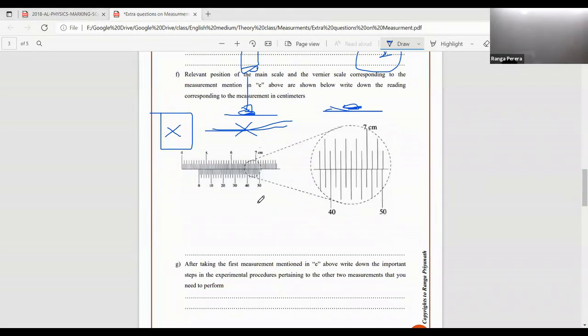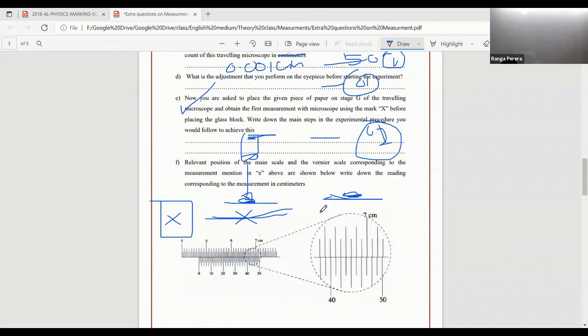What they want is how to get what they have mentioned. The question asks you to place the given piece of paper on the stage G of the traveling microscope and obtain the first measurement with the microscope using the mark X before placing the glass block. Write down the main steps in the experimental procedure you would follow to achieve this. This is the experimental procedure. No need to write more than that. Even the space is not given to write a big answer.